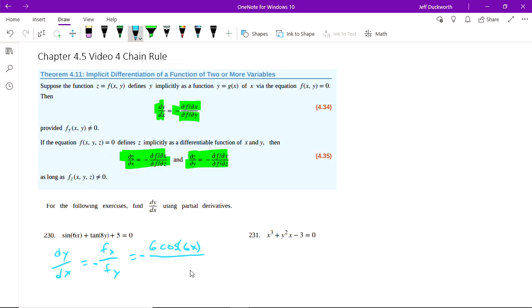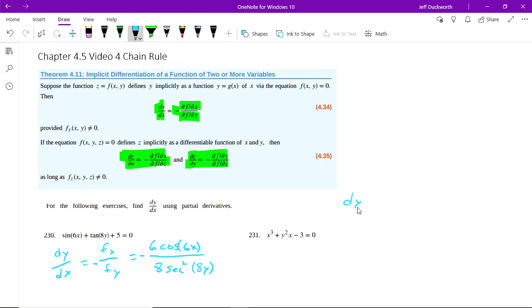And then our denominator, we evaluate the derivative with respect to y. Well, the sine of 6x is a constant, that goes away. Derivative of that's 0. Derivative of 5 is 0, so we're just looking at the tangent. And derivative of tangent, secant squared, so we're looking at 8 secant squared of 8y. And you can reduce the 6/8 to 3/4 if you want. And you've got a cosine of something that's different over a secant, so that's not really going to help you out much. So I'm going to leave that alone. Let's do 231.